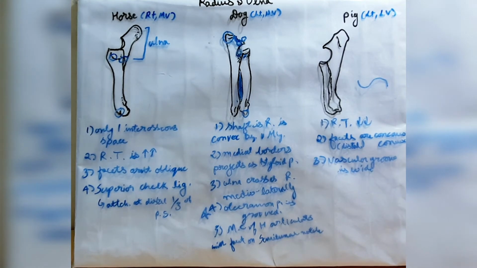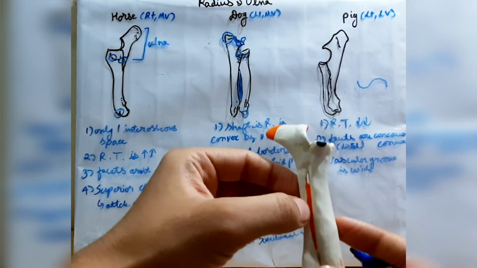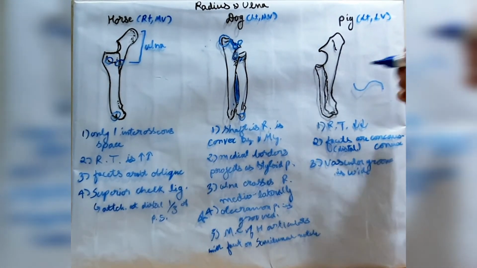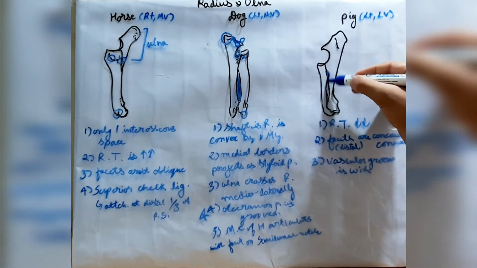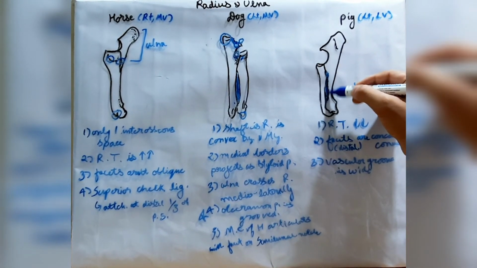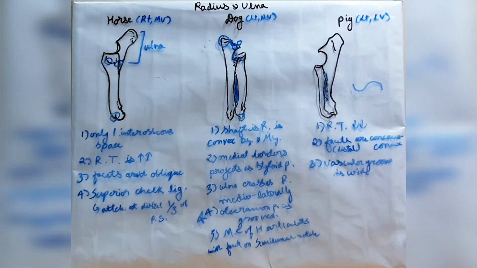Okay, so what is the vascular groove? In case of ox, you can see this groove is called the vascular groove. In case of pig, see, this is the vascular groove. It is very wide when compared with that of ox.